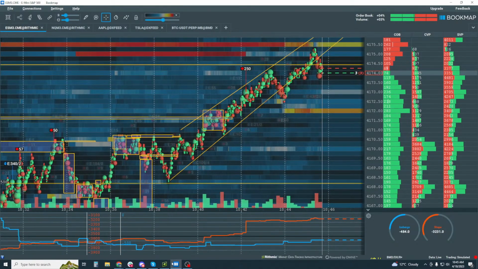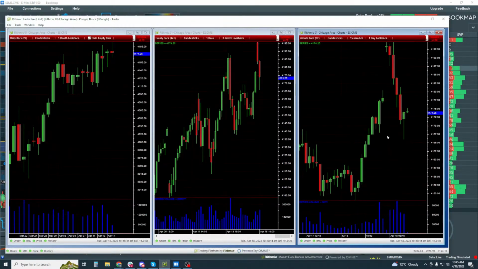Yeah, so our bigger question here is back here. You can see that it rejected off our 68 level. Okay, and we see the bounce out of this area here. Below 68, and then it bounced back up.